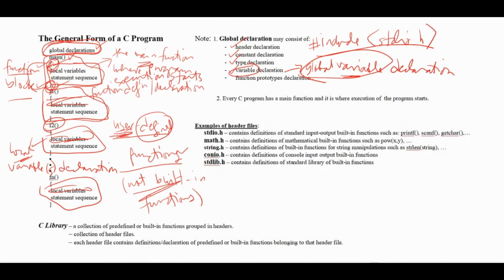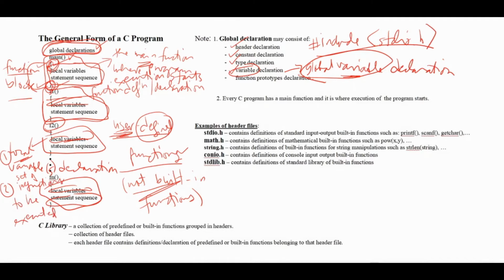So again, the two main parts of any function are the local variable declaration, and second, the statement sequence, the set of instructions to be executed.